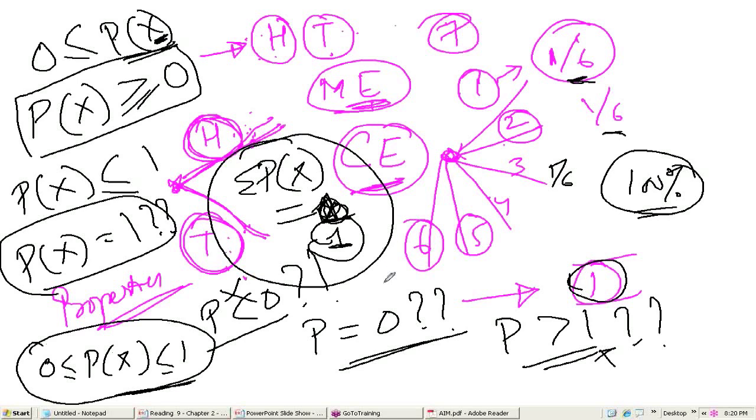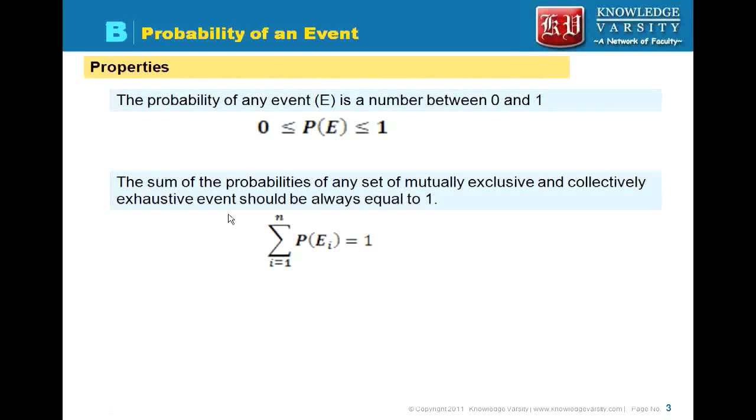So let's see over here. There are two properties of probability: the probability of an event is less than or equal to 1, and the summation of probability is equal to 1 for all the mutually exclusive and collectively exhaustive events. So for all mutually exclusive and collectively exhaustive events, the summation should come as 1. Okay, so these are the two properties.